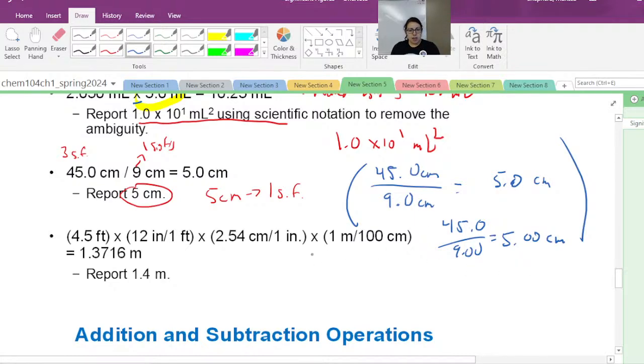And then this last example, if we deconvolute it, we have 12 inches in 1 foot, so that's a conversion factor. Then 2.54 centimeters in an inch, that's a conversion factor. 100 centimeters in 1 meter, that's a conversion factor. So all these were conversion factors, so they don't matter in the sig figs. Then we had 2 sig figs to begin with. Once we do all our math, the calculator spits out this answer, and then we want to round to 1.4 to give us those 2 sig figs.